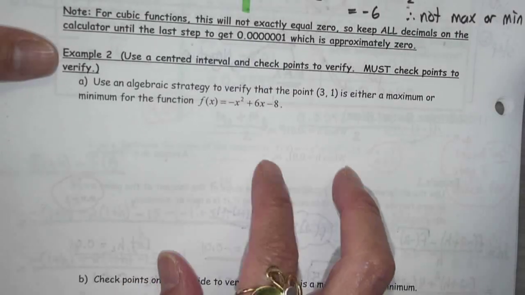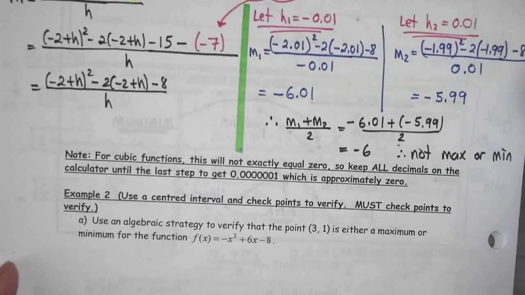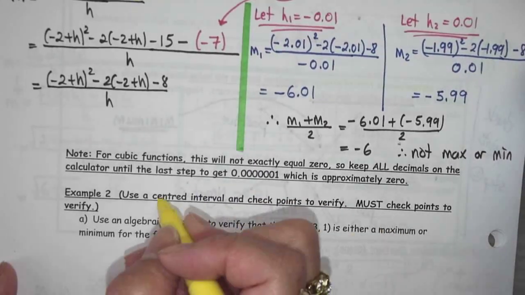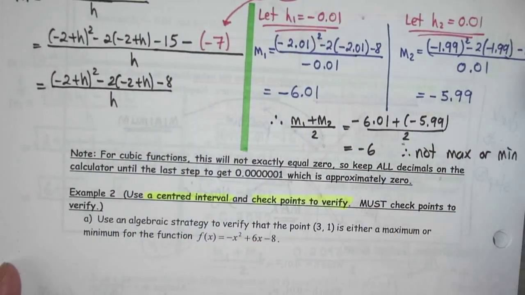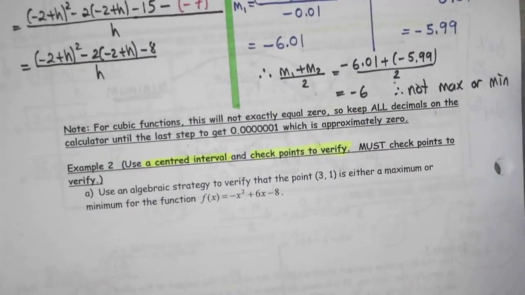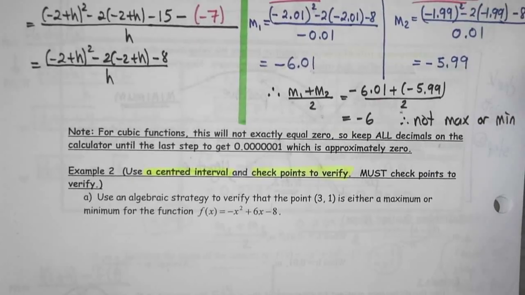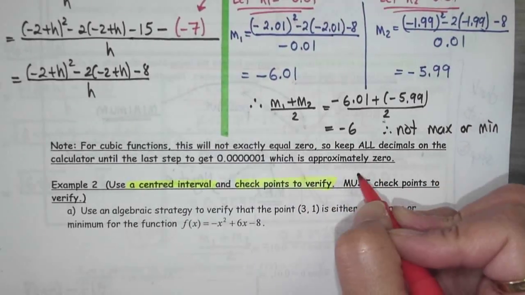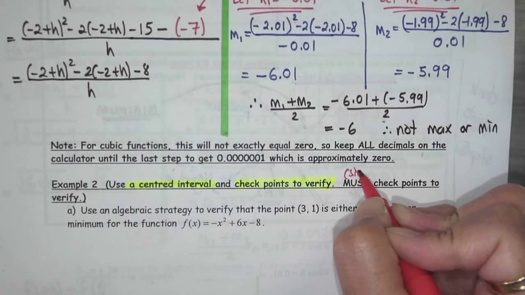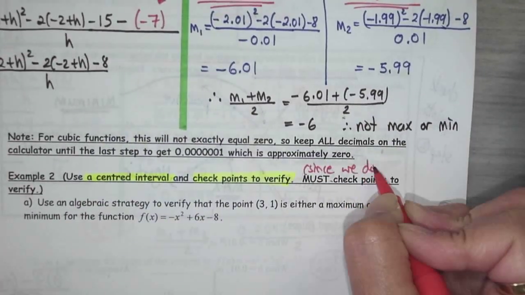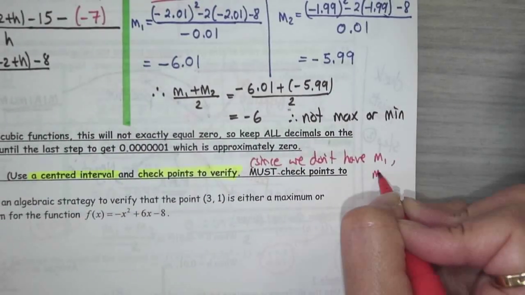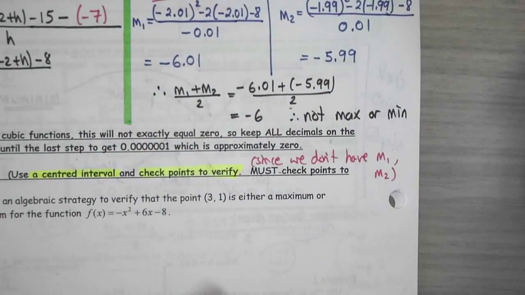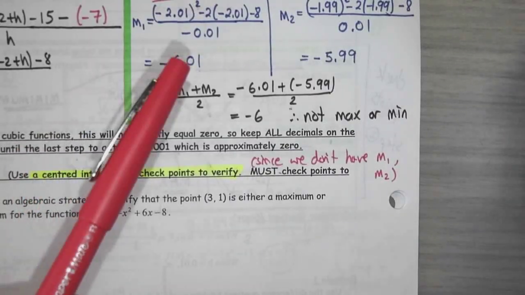So to verify it's a max or min when you use centered interval, all we're going to do is check 2 points on the side to see whether or not it went up or down. So I'll show you that way. So if you're asked here for a centered interval, we're going to have to check some points because we don't have M1, M2. Okay? So, and I'll just put that in brackets. So we must check the points since we don't have M1, M2.